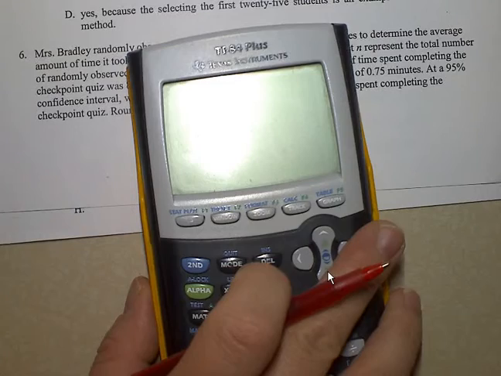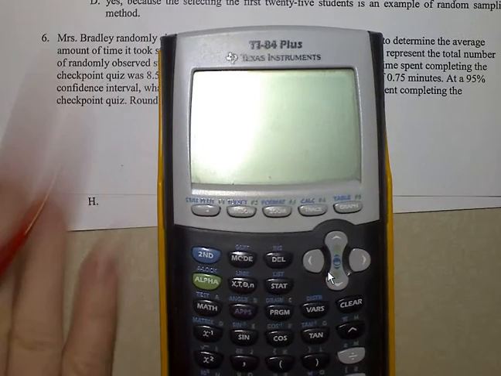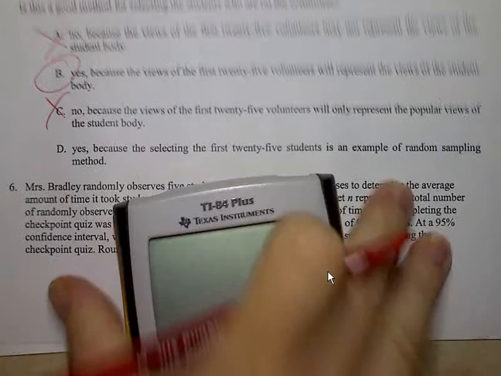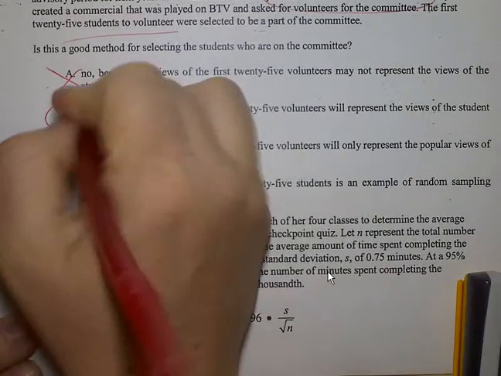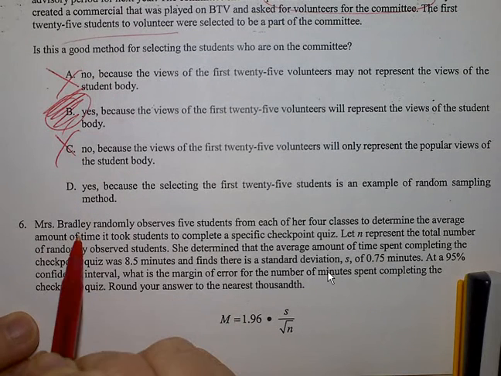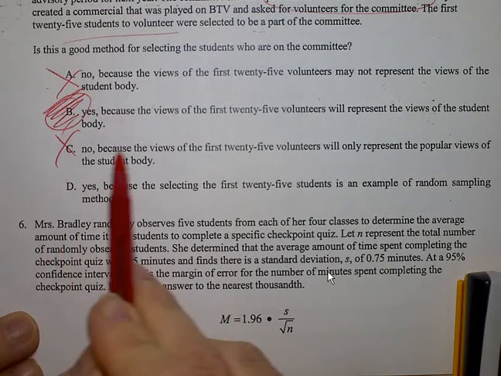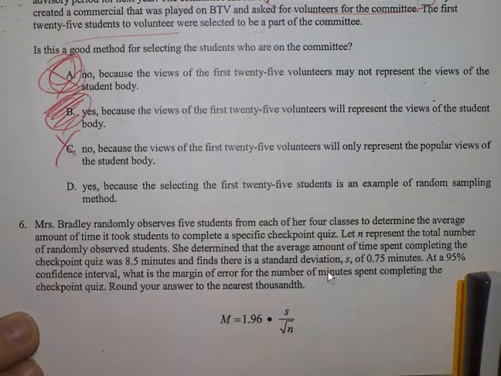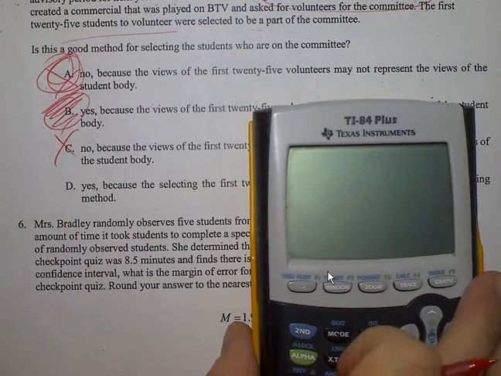Before I do number 6, did I choose the wrong one? Did I say the right thing? Okay, hold on. No, it's not good because the first 25 may not represent the ideas. How about this? How about A? I said it and circled wrong. Thank you for correcting me.